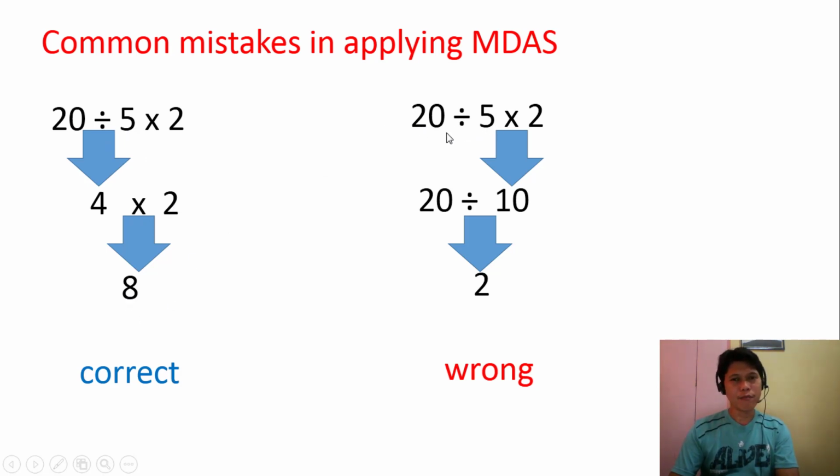This is the common mistake of many. They perform 5 times 2 first because they are preoccupied by the M and then D in MDAS. So they think that multiplication should be done first before division. So 5 times 2 is 10, and then 20 divided by 10 is 2. This is wrong. You see, they have different answers. So if there is no other sign, just multiplication or division, just perform it left to right. You just proceed immediately with 20 divided by 5 is 4 times 2 is 8.